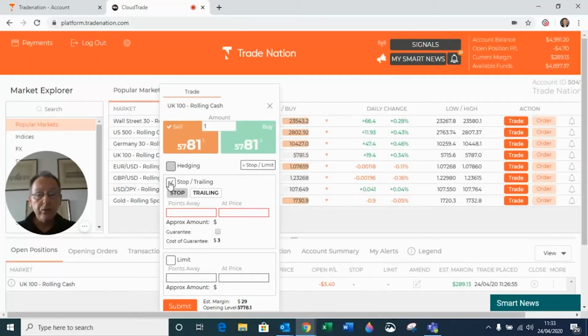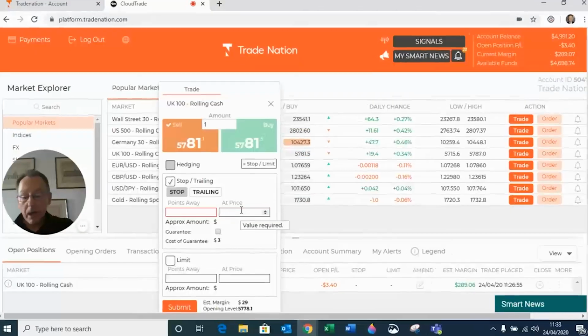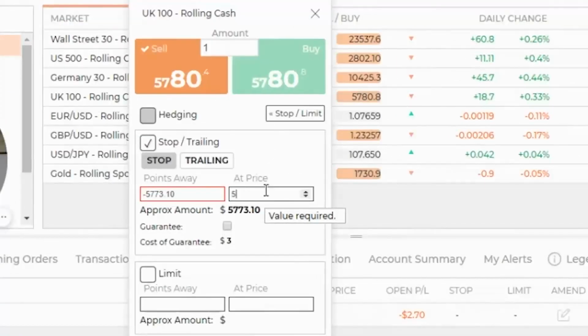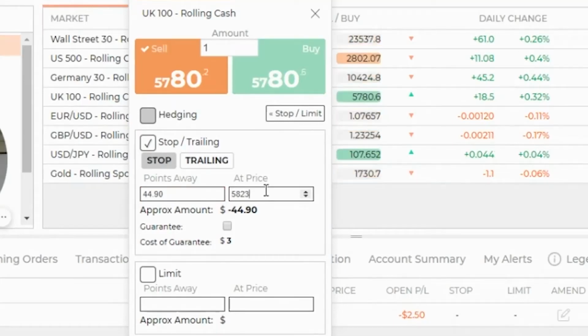Now I'm going to choose the price level because I think that if the index goes above 58.20, there's a good chance that it's going to break out and go much, much higher. So I'm going to put a stop in there at a level of 58.23, just a little bit above my worry level. As you can see, it's telling me the approximate amount that I would lose should my stop get hit at that particular level, and that's $44.90.